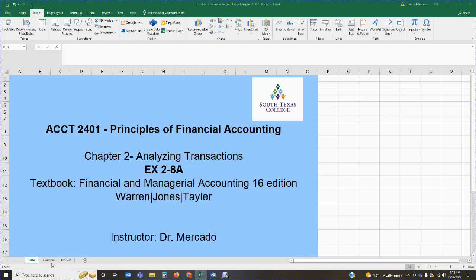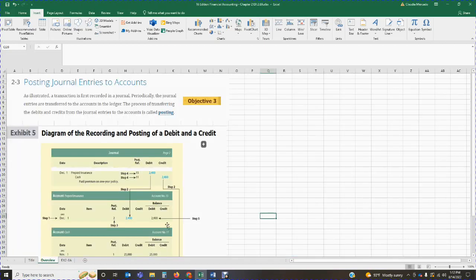Okay, so let's begin with a short overview of what the specific problem is going to entail. This problem covers how to transfer the information from your journal to your ledgers. It is a long and tedious process once you begin having a lot of transactions. Now, in the real world, you're not going to be doing this manually.